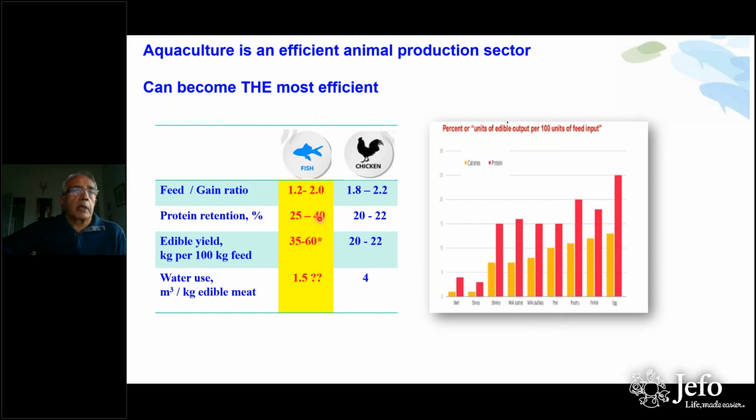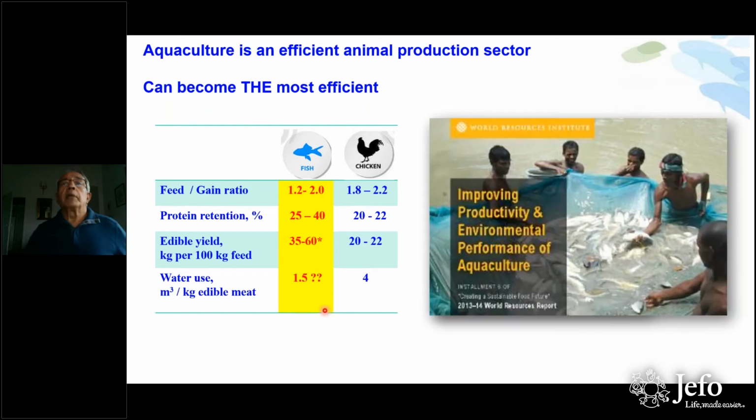Protein retention can be very high. It can be more than 40%. Edible yield in fish ranges between 35 to 60%, which is not the case in chicken. Water use, and this is another environmental yardstick, is definitely more efficient in aquaculture than others, but it can be more efficient. So we made a document a number of years ago on improving productivity and the environmental performance of aquaculture.